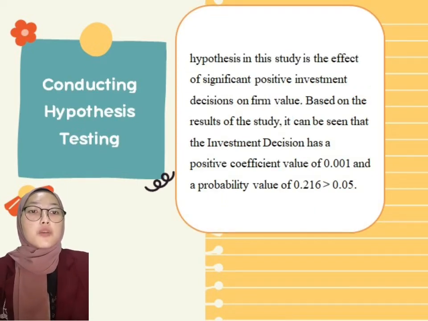Second, conducting hypothesis testing. The hypothesis in this study is the significant positive effect of investment decision on firm value. Based on the result of the study, it can be seen that the investment decision has a positive coefficient value of 0.001 and a probability value of 0.216, more than 0.05. This means that investment decisions have no effect on firm value in manufacturing companies listed on the Indonesian Stock Exchange from the 2010 to 2014 period. This is not in accordance with the hypothesis. Then the hypothesis is rejected.